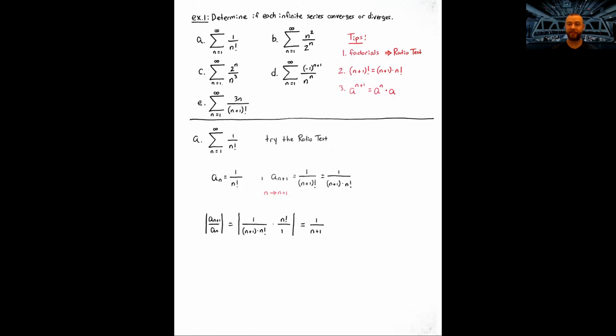All right, we're going to take a look at the ratio of a sub n+1 divided by a sub n in absolute value. Notice here both a sub n and a sub n+1 are fractions. So when we divide, specifically dividing by a sub n which is a fraction, we can multiply by its reciprocal. So instead of dividing by 1 over n factorial, let's multiply by the reciprocal, n factorial over 1.